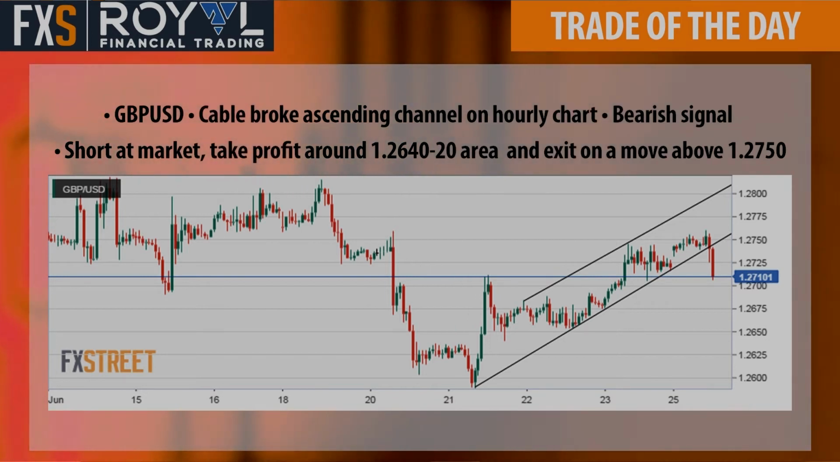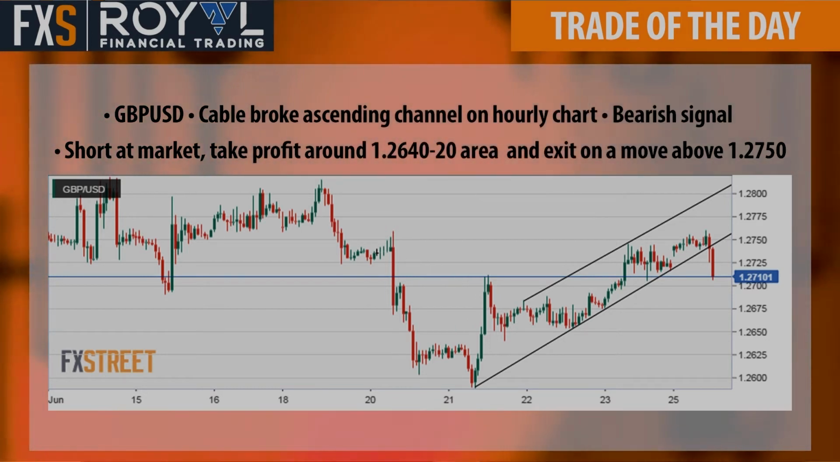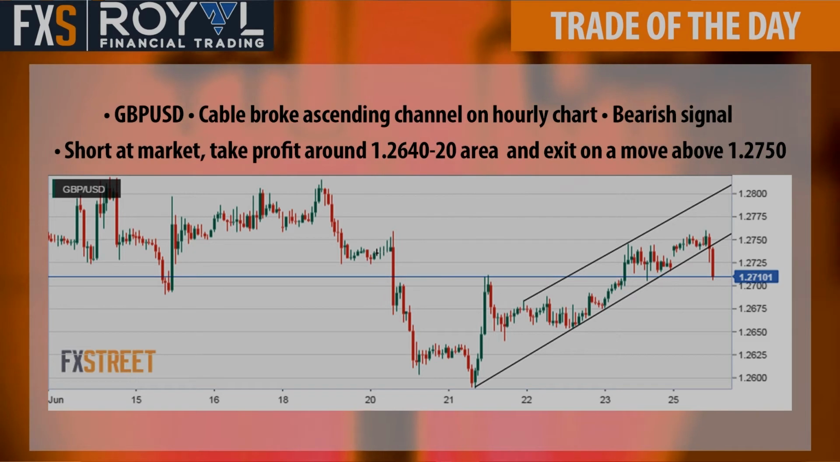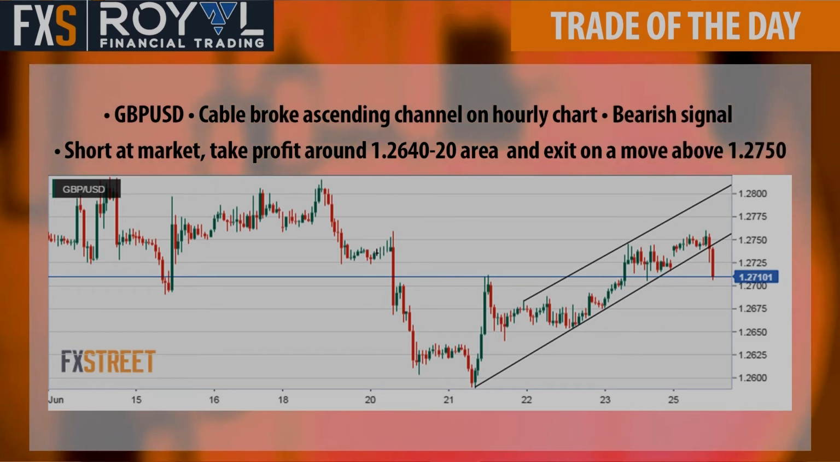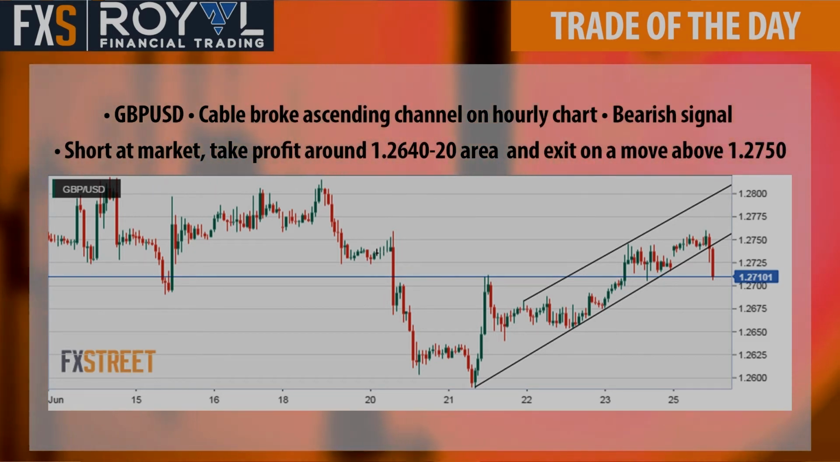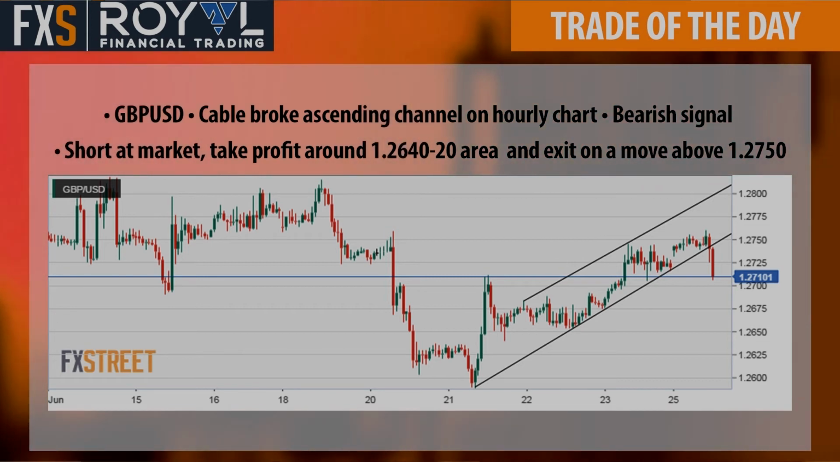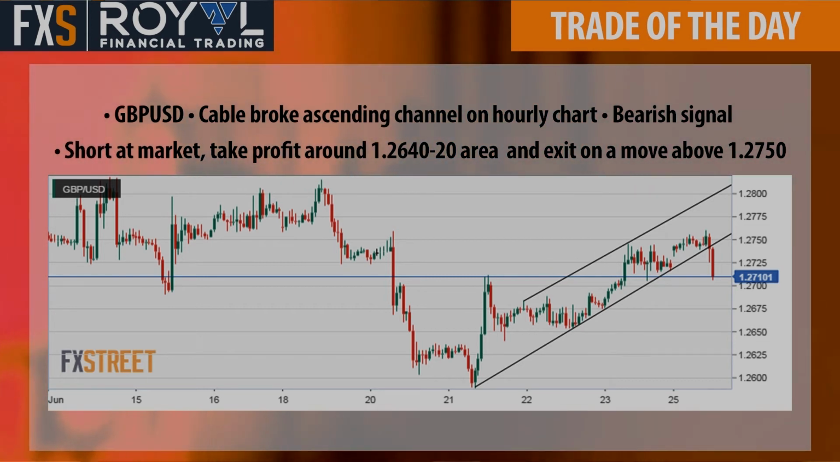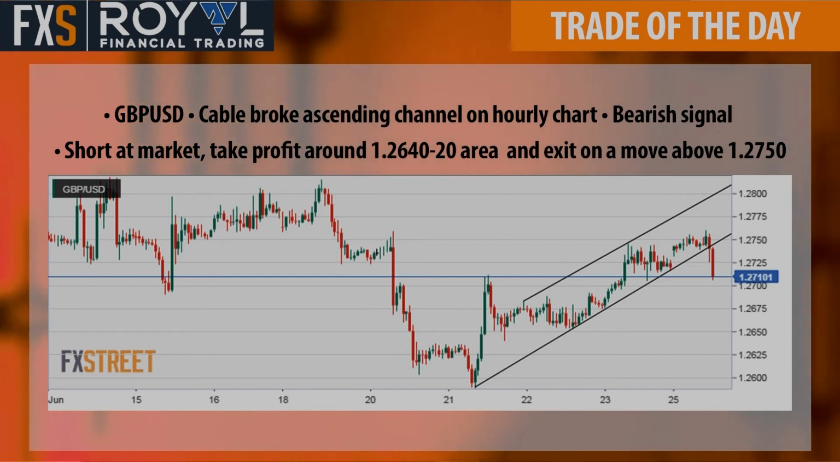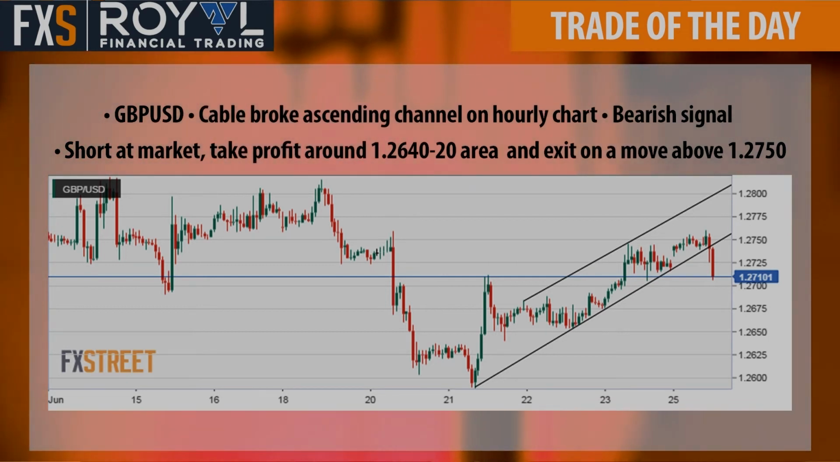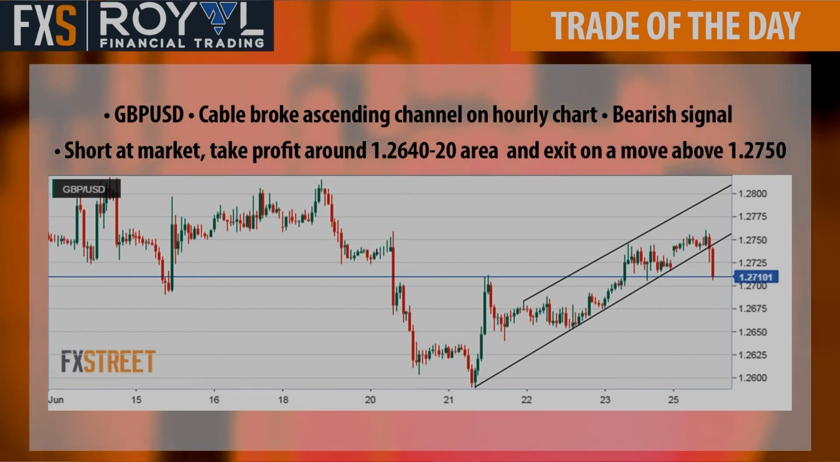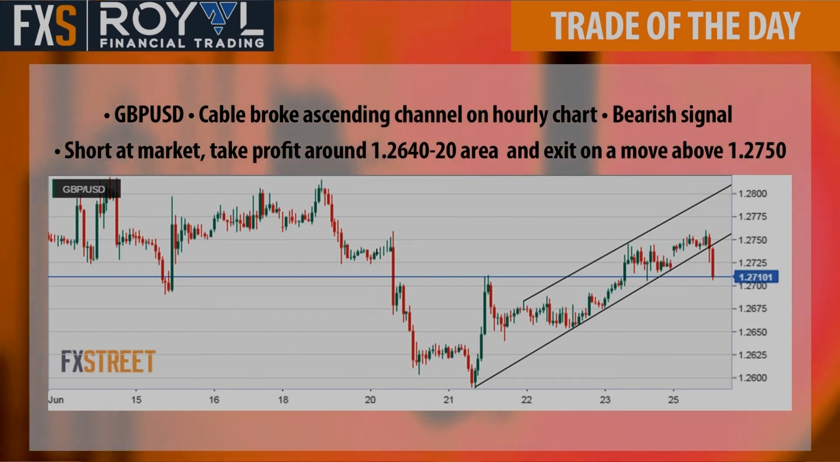Pound dollar broke the ascending channel on the hourly chart, which is a bearish signal. Go short at the market price, take profit around 126.40 down to 126.20, and exit on a move above 127.50, which, as we've seen, has been quite persistent resistance for this market since the middle of last week.